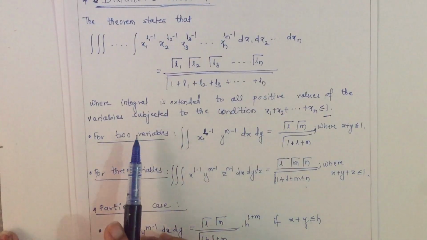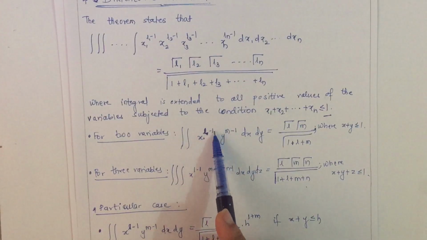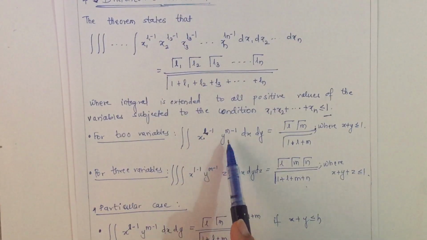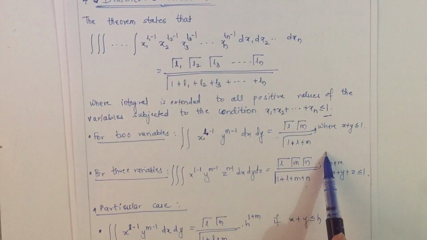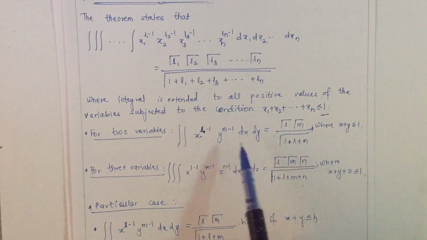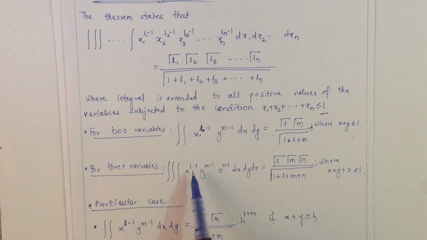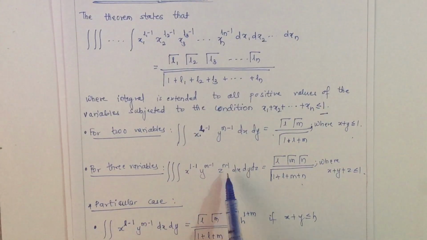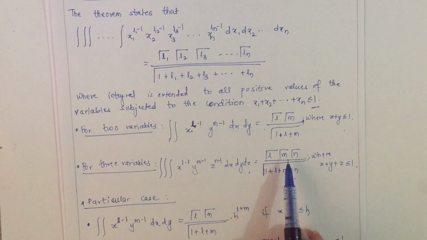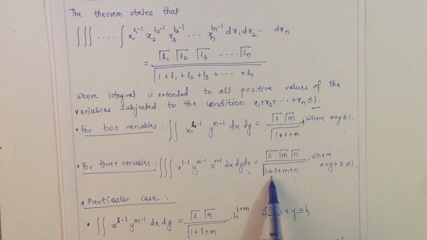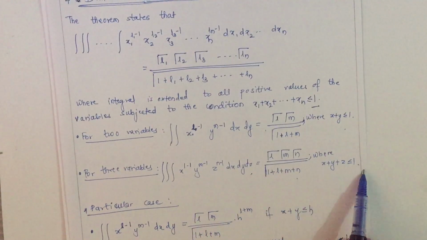Okay, so for the double integral, if you have two variables, suppose you have the double integral of x raised to l minus 1, y raised to m minus 1, what will its value be? Gamma l into gamma m upon gamma 1 plus l plus m, subject to the condition x plus y is less than or equal to 1. If you have three variables, that is a triple integration of x raised to l minus 1, y raised to m minus 1, z raised to n minus 1, dx, dy, dz, then the formula can be given as gamma l into gamma m into gamma n upon gamma 1 plus l plus m plus n, subject to the condition x plus y plus z less than or equal to 1.